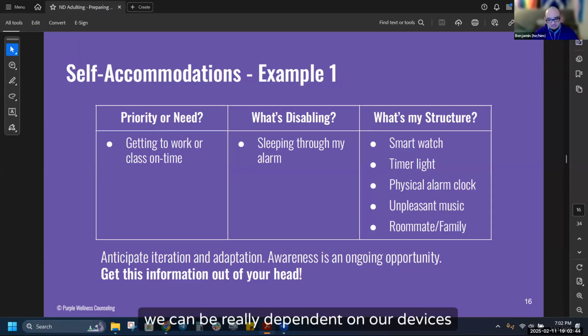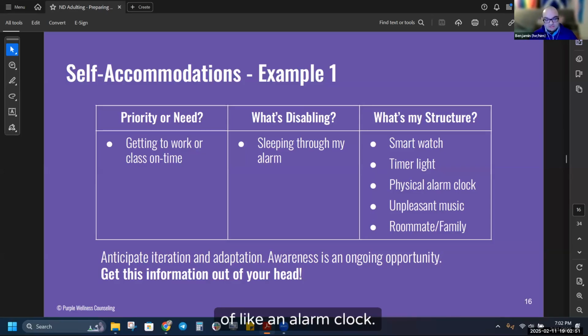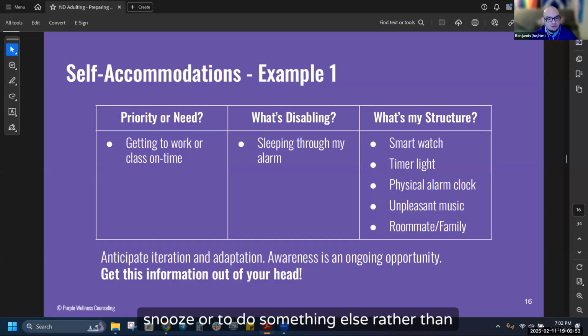We can be really dependent on our devices because it's easy to do lots of different things with them. And so it's easy to maybe use that in place of an alarm clock. But then that also means it's easy to hit snooze or to do something else rather than paying attention to the alarm. So what do we do that maybe encourages us to pay attention to that thing for one purpose? Does that help us get out of bed?